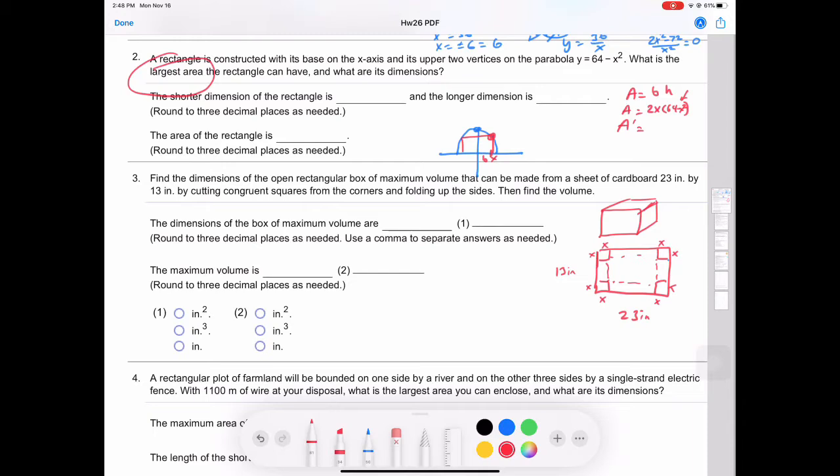So then find the volume. Now what's the volume equation? The volume is equal to length times width times height. So these are the three aspects that we have to make sure we multiply by. And we're going to find those values coming from this box over here.